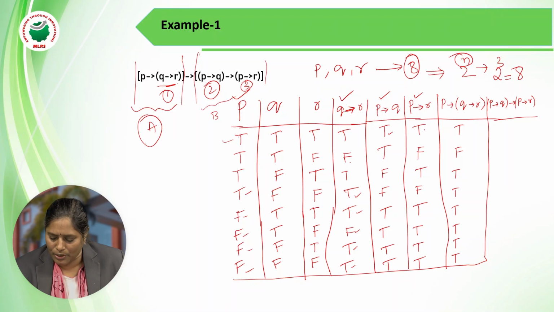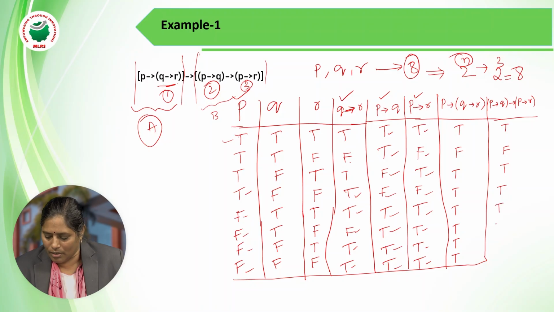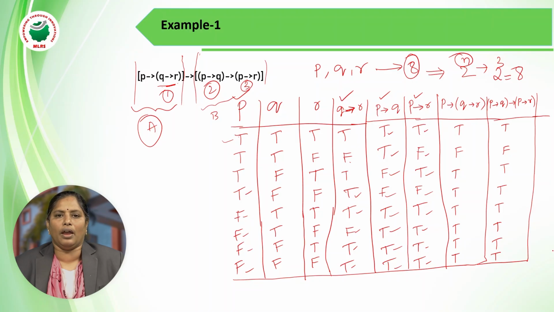Here P implies Q is true, P implies R is true; P implies Q is true, P implies R is false. Therefore P implies Q implies P implies R is false. Again false true, false false, true true, true true, true true, true. So remaining cases simply put true. No need to check. We only have to check if the first column is true and the second column is false.